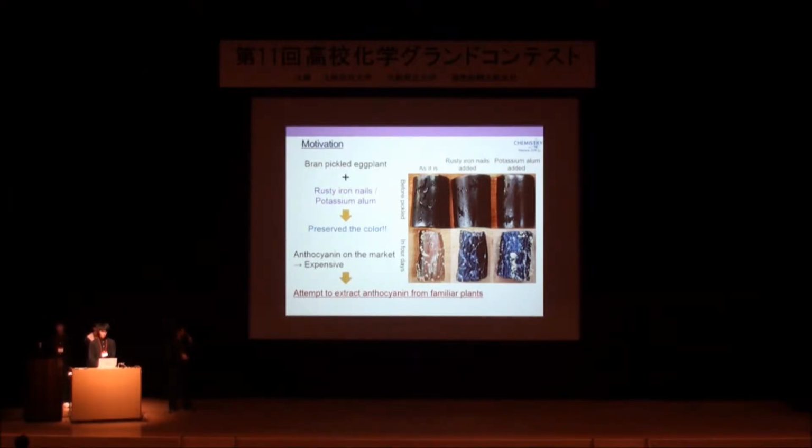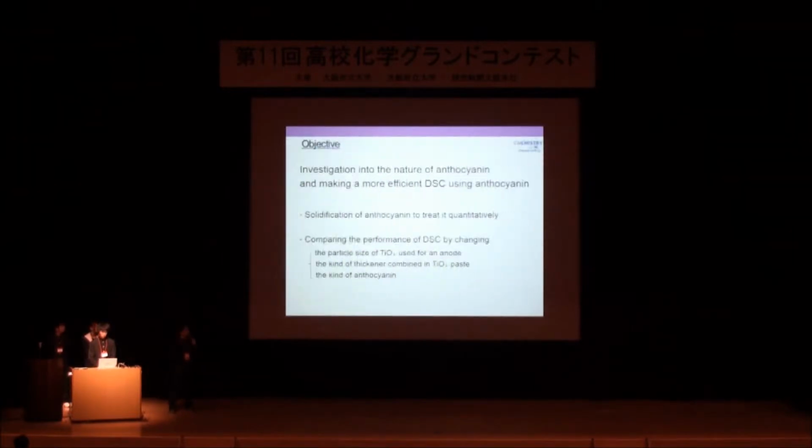When we researched, it is too expensive for us to buy anthocyanin on the market, so we attempted to extract anthocyanin from familiar plants. The objective is investigation into the nature of anthocyanin and making a more efficient DSC using anthocyanin. Concretely, we did 2 things. The first is solidification of anthocyanin to treat it quantitatively, and secondly, comparing the performance of DSC by changing these 3 conditions.